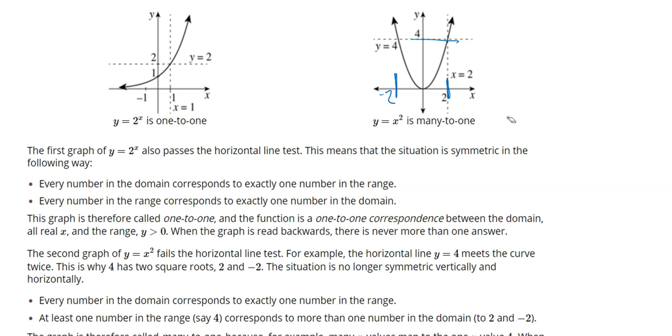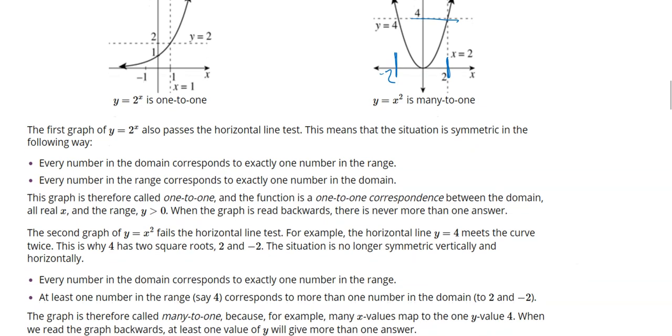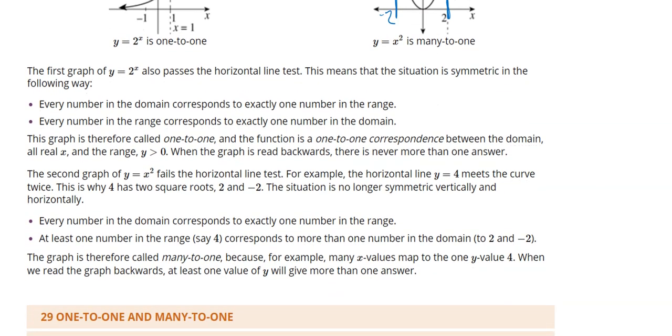So that's that part there. If we read the graph backwards, there's never more than one answer still. That's what they're implementing there about reading the graph backwards. If you read the graph backwards and there's more than one answer, then it's going to fail the horizontal line test. I think, yes.